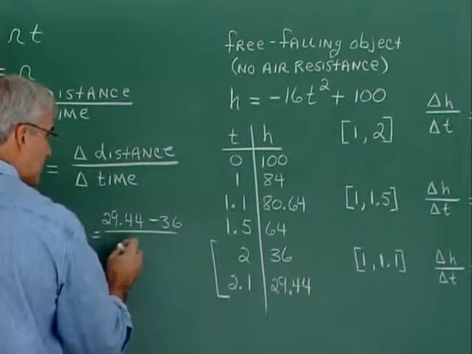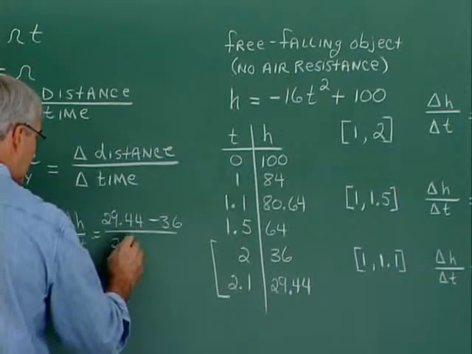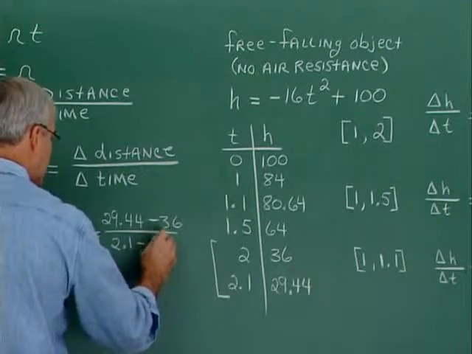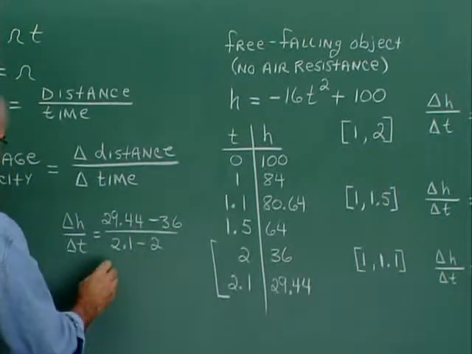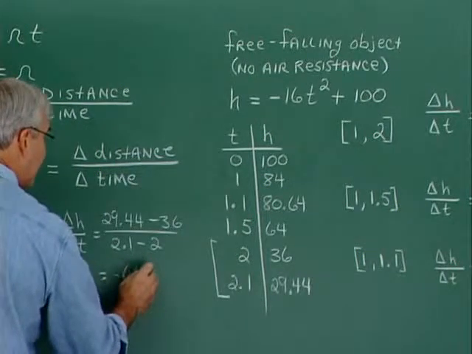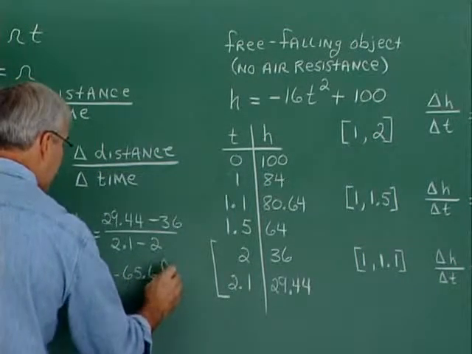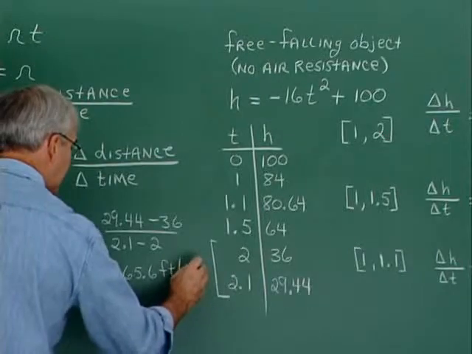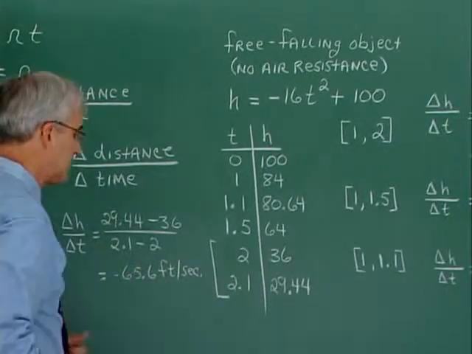And the change in time is 2.1 minus 2. So performing the calculations, we find that this average is negative 65.6 and it's feet per second. So it is more, as we would expect.